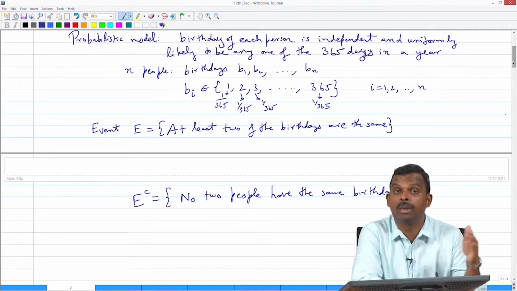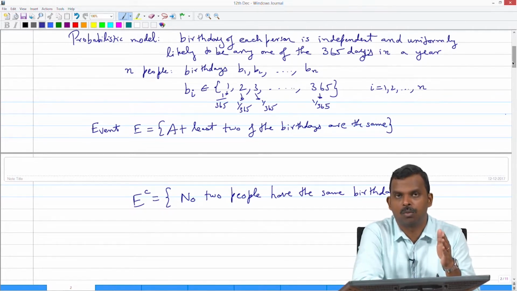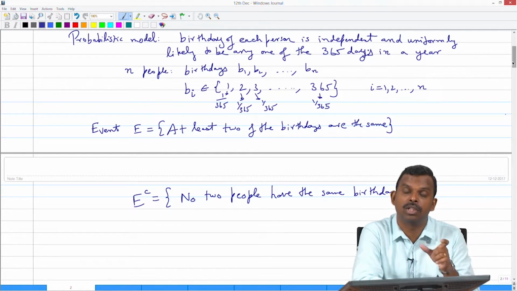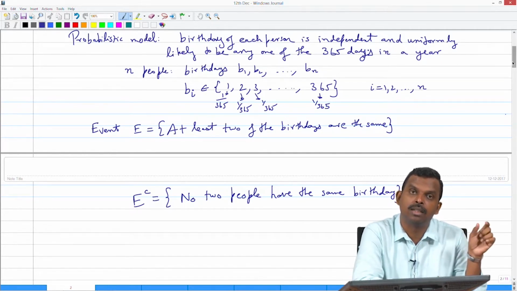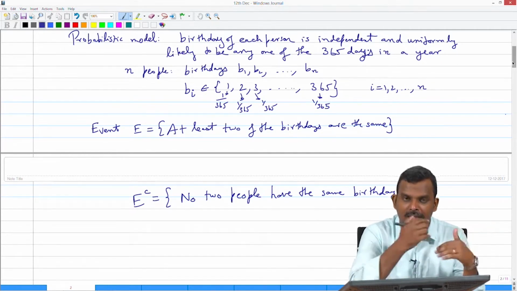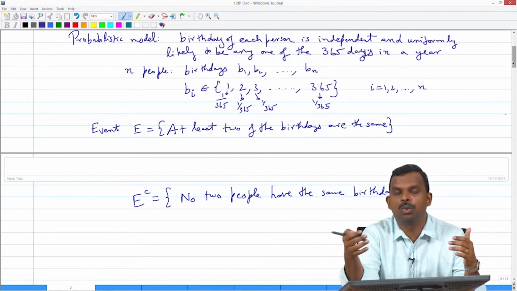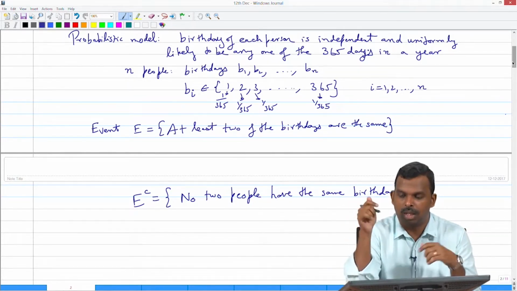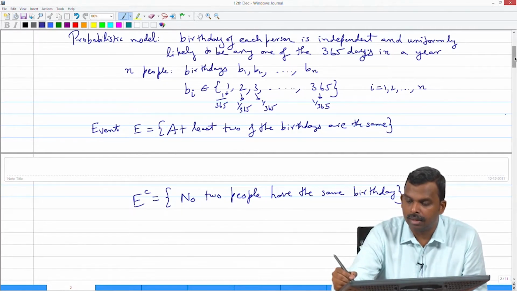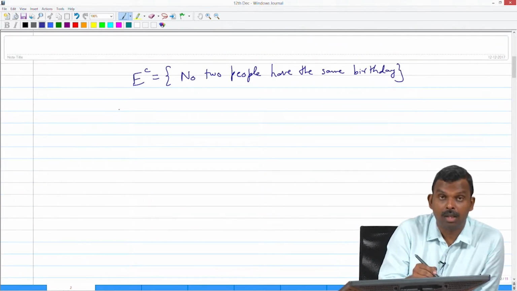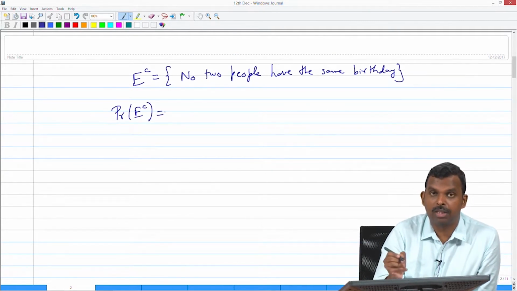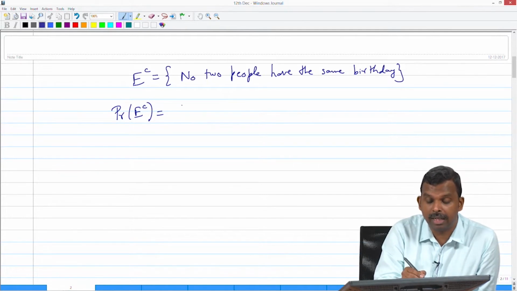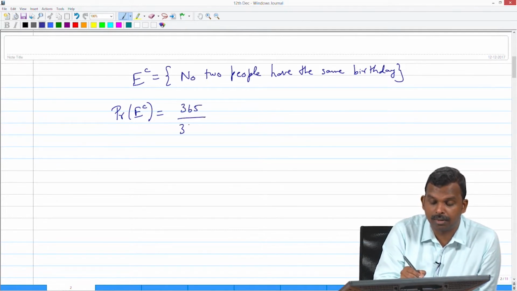It can be any one of the remaining 364 possibilities. Okay. What about the third person, given the first two persons' birthdays were different? It cannot be any one of the two possibilities which were already there. So, it should be 363 possibilities. Okay. So, that is the way in which you can conditionally argue given each of the birthdays. Okay. So, let me try to write that down in a reasonable fashion. Okay. So, I am going to write the probability of E complement by conditioning on the first person's birthday. Like I mentioned, the first person's birthday can be any one of the 365 possibilities.